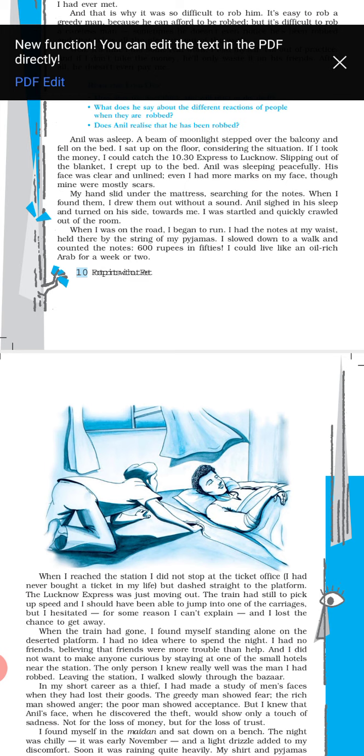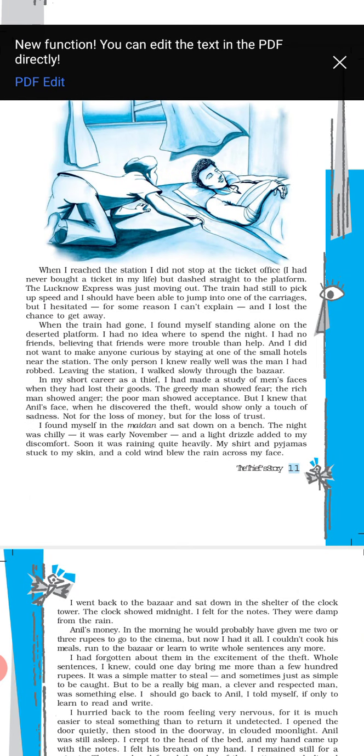Now, when I reached the station, I did not stop at the ticket office, because this is something very unusual, isn't it? One who is a thief will never procure a ticket from the ticket office. So this is the least expected thing from a thief. So he is confessing, when I reached the station, I did not stop at the ticket counter. I had never bought a ticket in my life, but dashed straight to the platform. He moved straight to the platform. The Lucknow Express was just moving out. The train was just leaving the station.